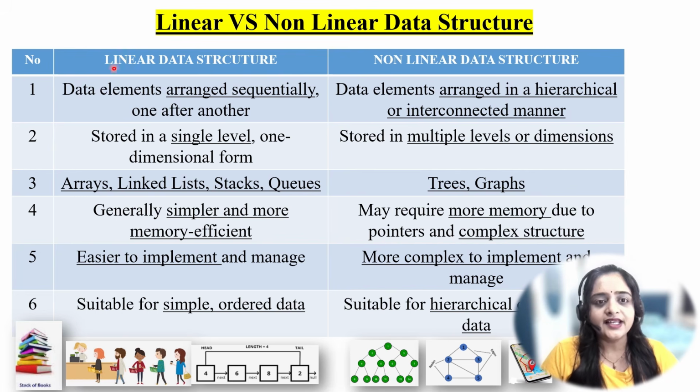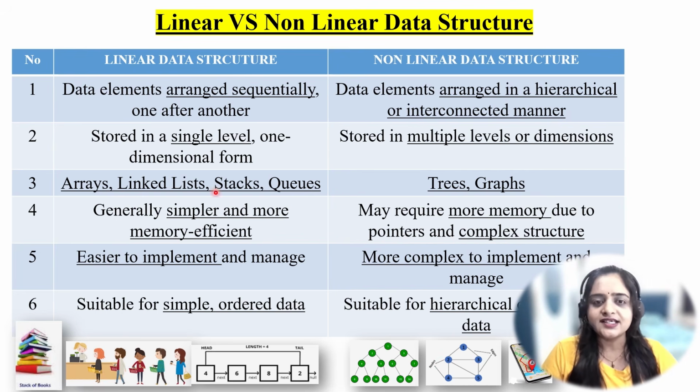Now, in linear data structure, all the information is stored at a single level or in one-dimensional format. We can implement linear data structure by using array or linked list. But in non-linear data structure, all the information is stored in multiple levels. See here, that is level 0, level 1, level 2. It means all the nodes are connected with each other at multiple levels, which is called non-linear data structure.